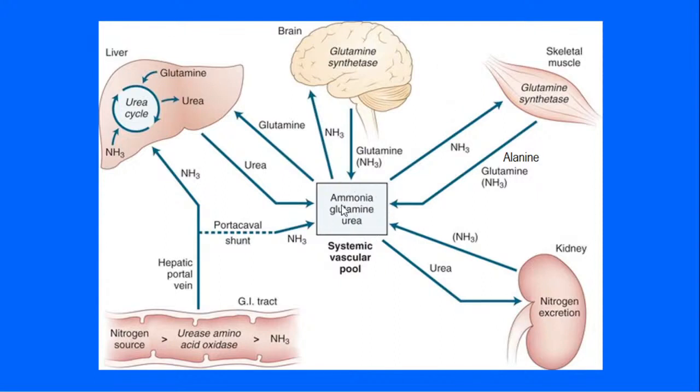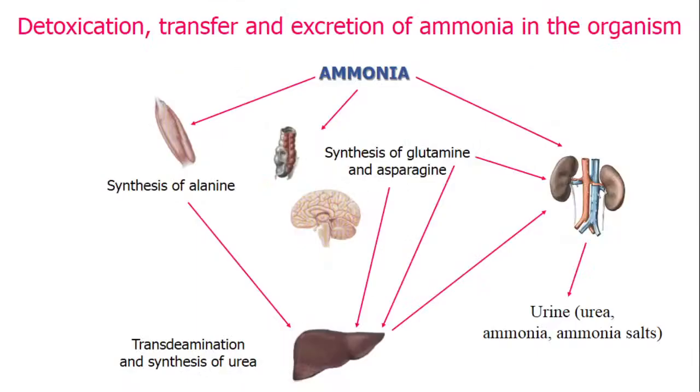So the most important substances that are circulating in our blood vessels are ammonium, glutamine, and urea, and also a small quantity of alanine. Formation of these substances and the pathways for how they are excreted, we will discuss. And now I created a simpler scheme for you, so you can write it down: the most important ways to detoxify and transfer ammonia in our organism.